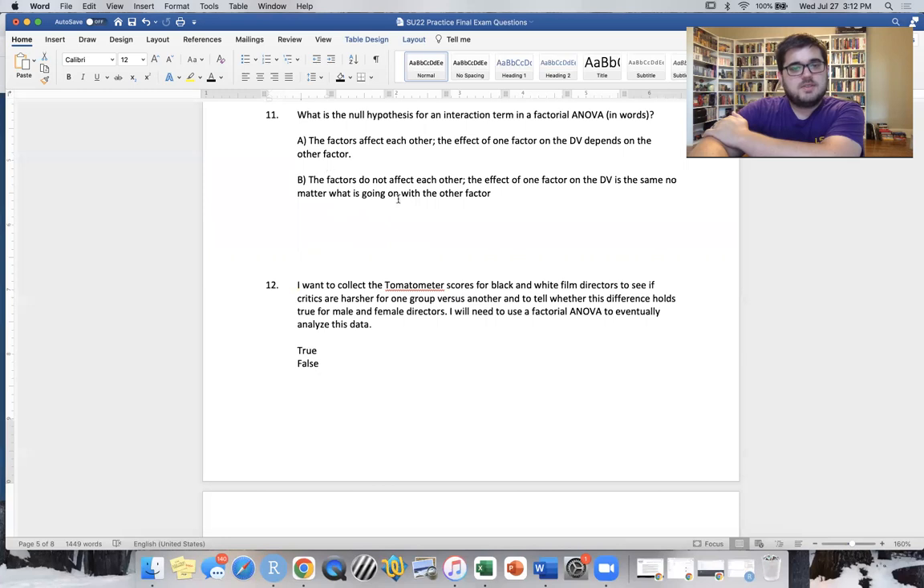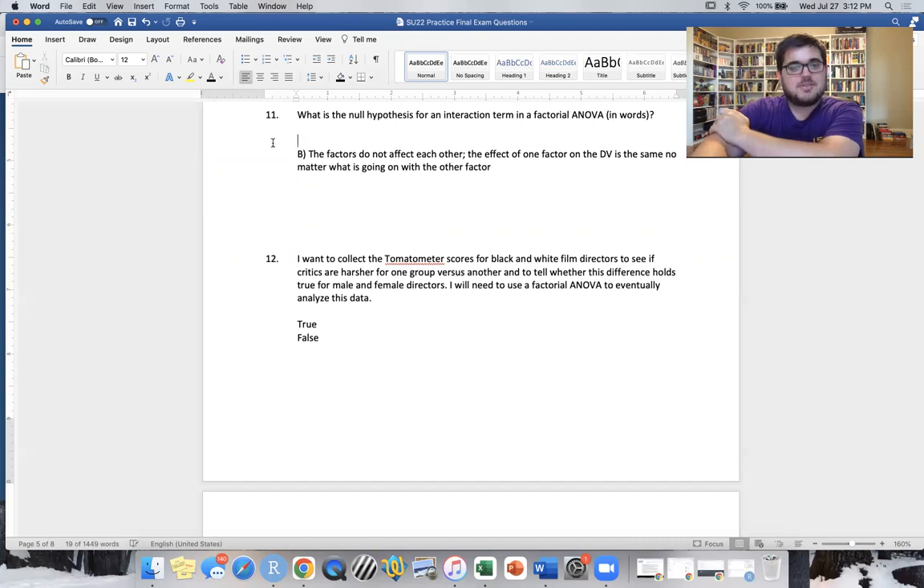Which one of these means there is no interaction? The factors affect each other. The effect of one factor on the DV depends on the other. That sounds like an interaction. We want no interaction because we're trying to identify the null hypothesis. The second option is the factors do not affect each other. The effect of one factor on the DV is the same no matter what is going on with the other factor. That is the very definition of no interaction.